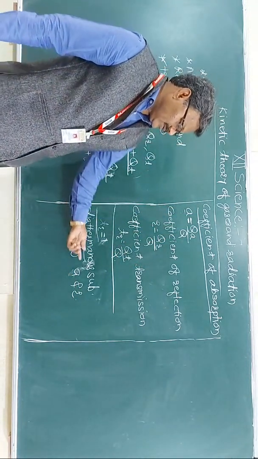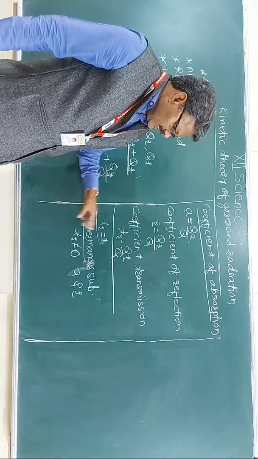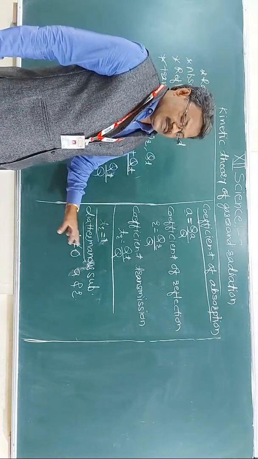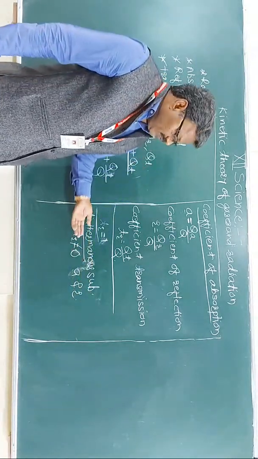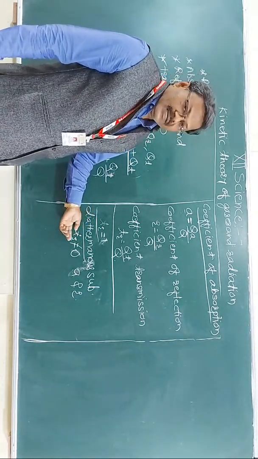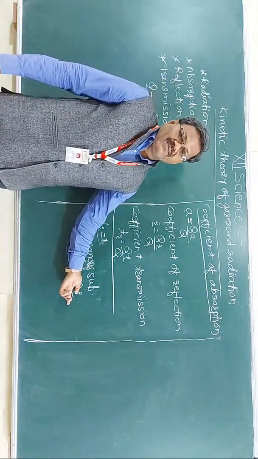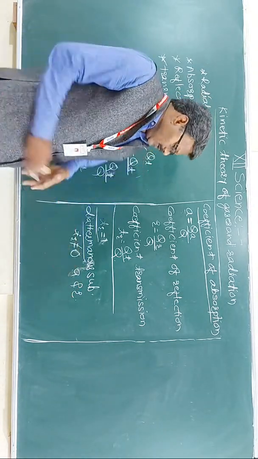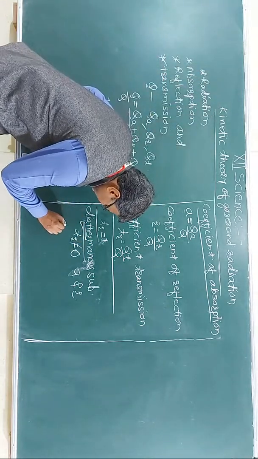Now, in the case of diathermalous substances, TR is not equal to 0, and its value may be nearly 1. Therefore, we can say that a diathermalous substance is a good transmitter but a poor absorber and poor reflector. Now next is the athermalous substance.